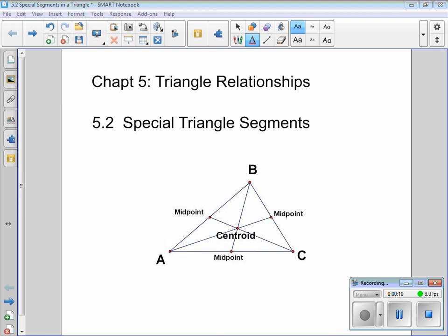So we have 5 special triangles, or special segments, that you're going to need to just memorize what they are and their characteristics. They're not hard, though, if you just pay attention, stay focused, take good notes, practice with me. All right, here we go.